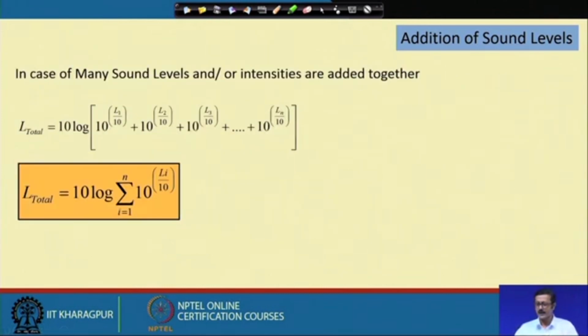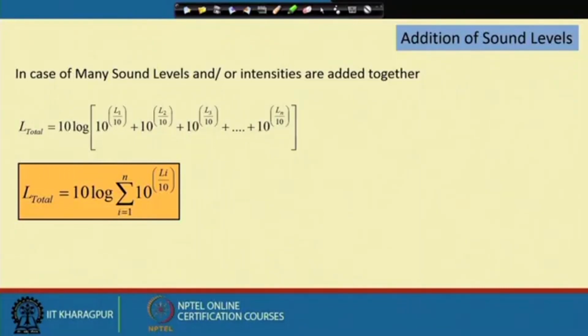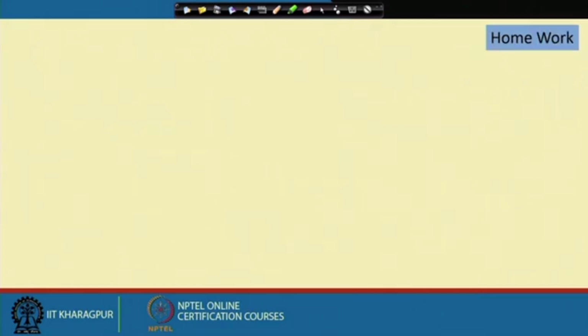And if there are n number of sound sources, suppose it is not 2 but more, L 1, 2, 3, 4 and more, then we can just rewrite this particular equation this way. Finally, with the summation sign, we can find the total logarithmic sum, and finally multiply by 10 to get L total, the total level.